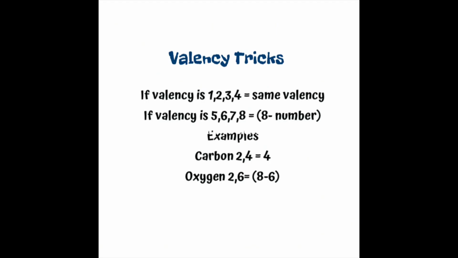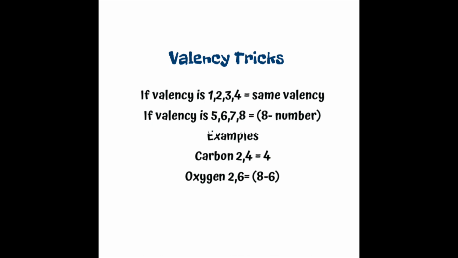Here is a trick to be able to get valency on time. Assuming you're given carbon and you're asked for the valency, just break it down: 2, 4. We know the atomic number of carbon is 6. So if it's 1, 2, 3, 4, it's going to be the same valency, that's 4.